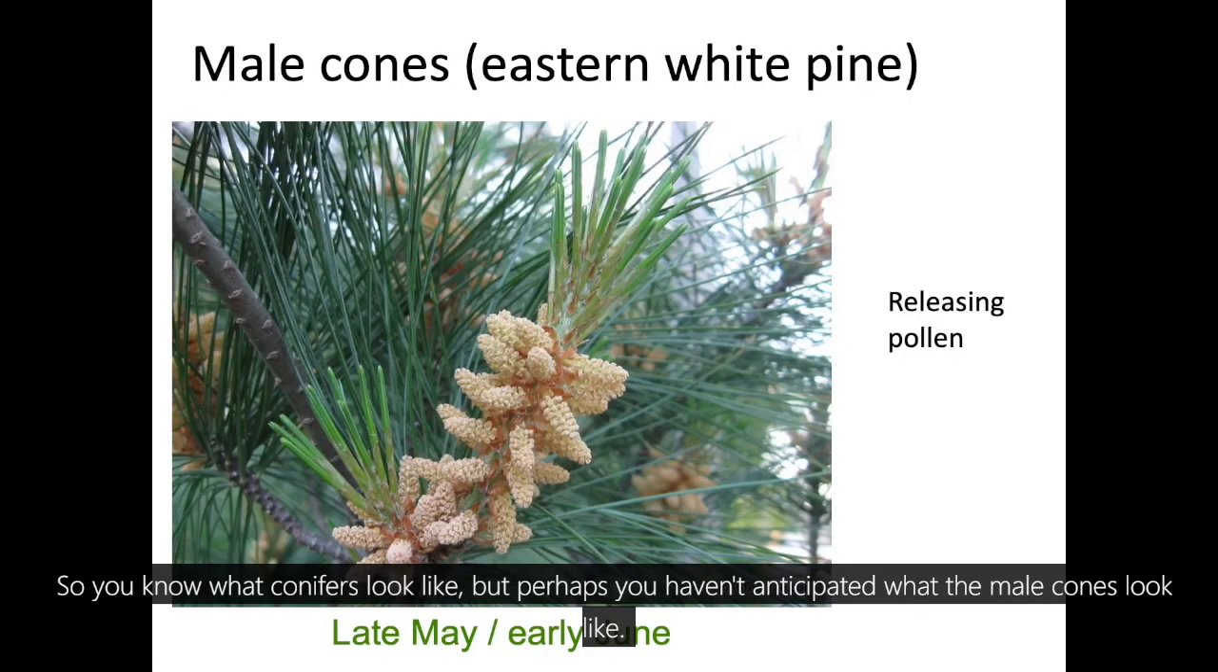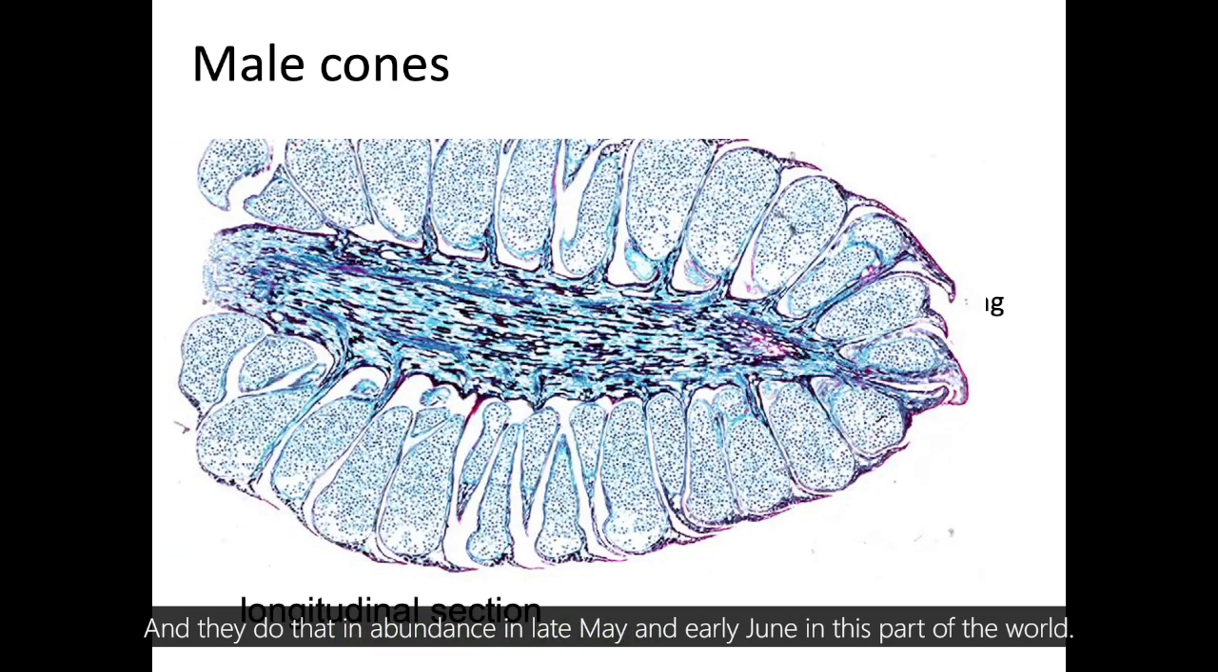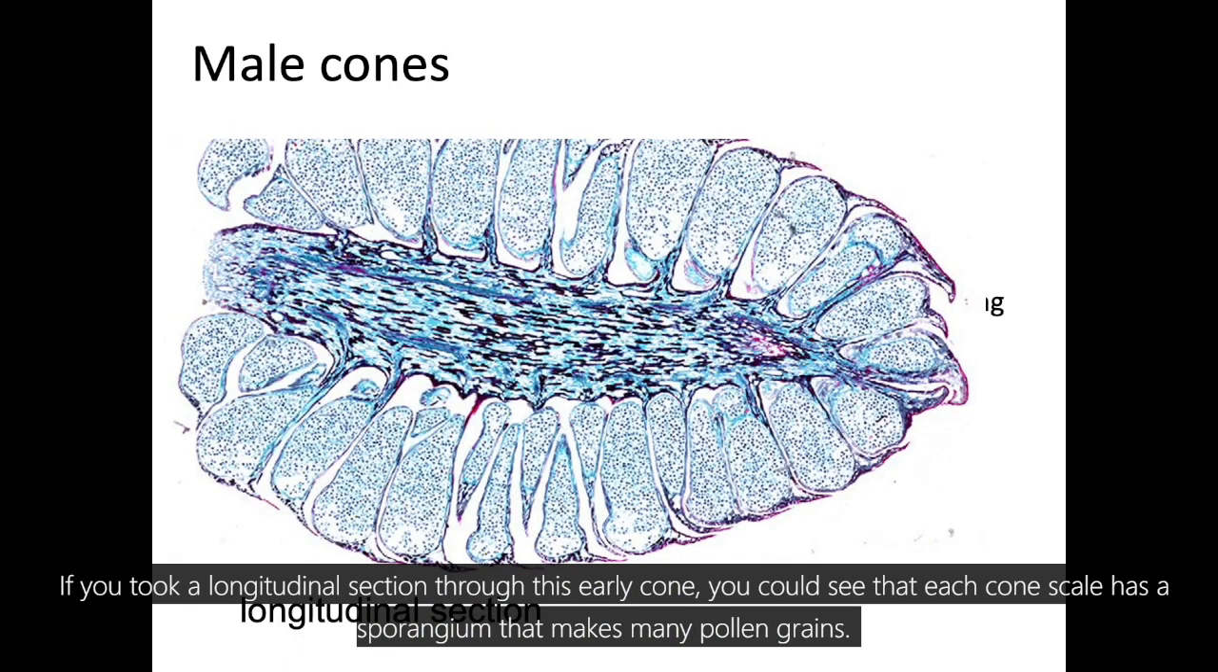But perhaps you haven't appreciated what the male cones look like. Here are some male cones of the eastern white pine, and they're releasing pollen, and they do that in abundance in late May and early June in this part of the world. If you took a longitudinal section through this early cone, you could see that each cone scale has a sporangium and makes many, many pollen grains.